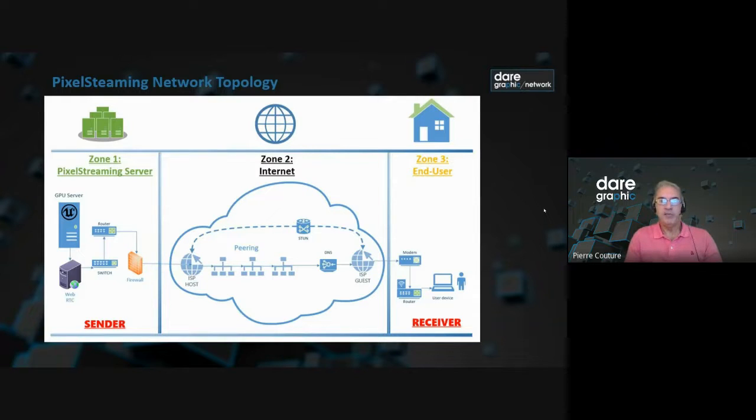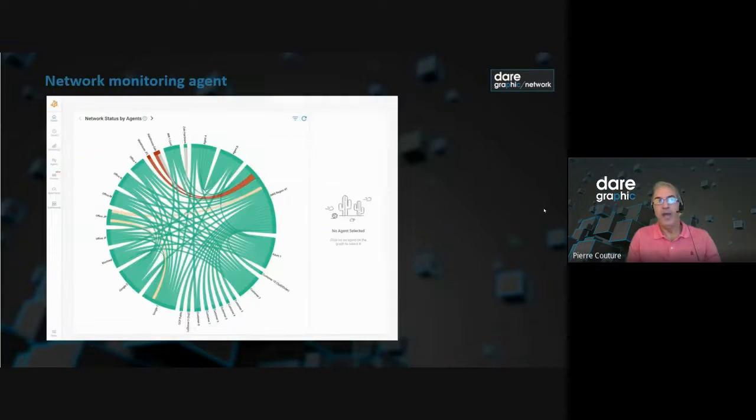So the basic concept of pixel streaming in a real-time 3D environment goes from the sender all the way to the receiver, but there are many aspects that happen in the middle. WebRTC is also something that people are familiar with, but we divide that into 3 zones. The first zone is the pixel streaming server. The middle zone is the internet, which is kind of a gray zone, and then the end user. Usually people understand what happens at both ends, but the middle is an unknown. Therefore, monitoring the network becomes really important to understand what's happening.